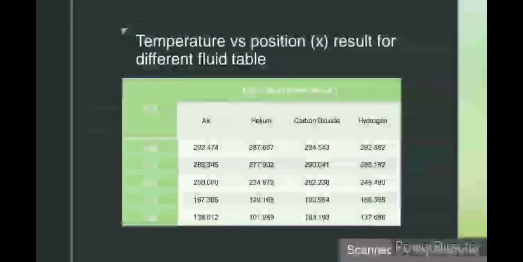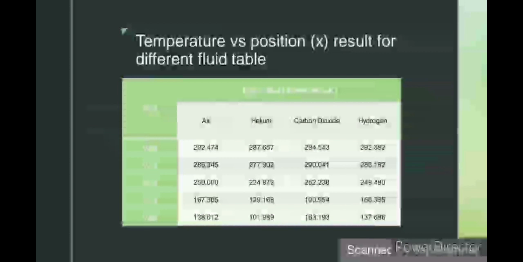If we look at the table, we choose 5 positions of X, which are 0.00, which is the entrance of the duct, 0.15, 0.3, 0.45, and 0.6, which is the end of the duct.